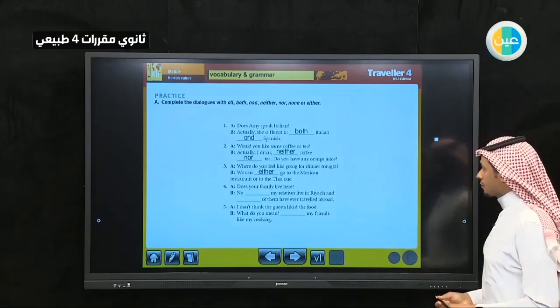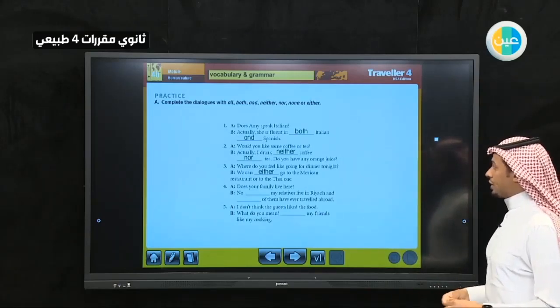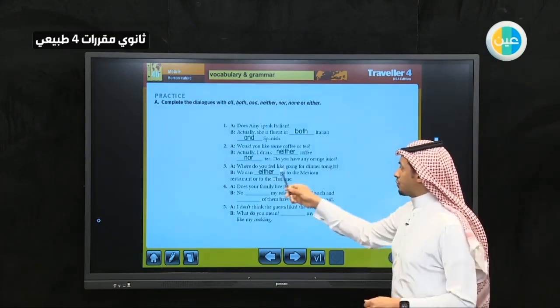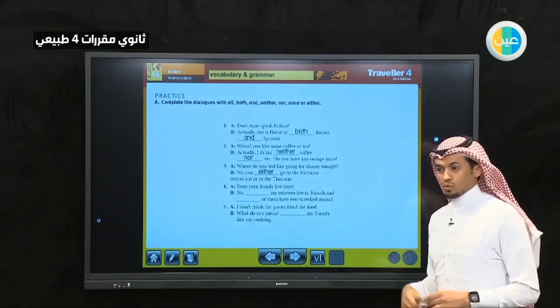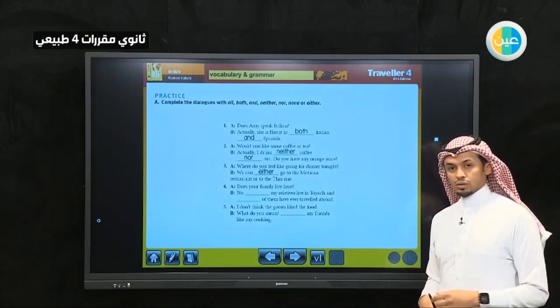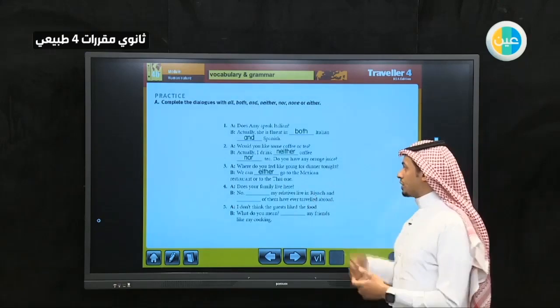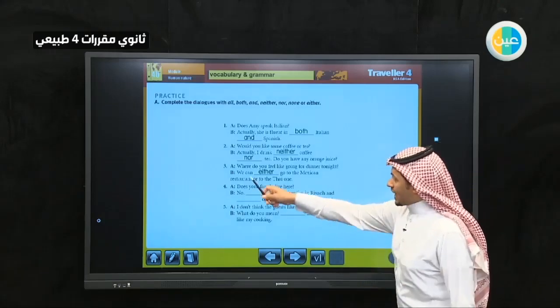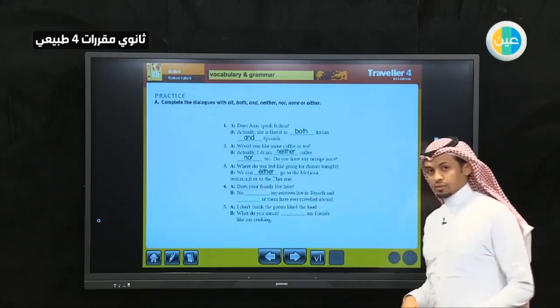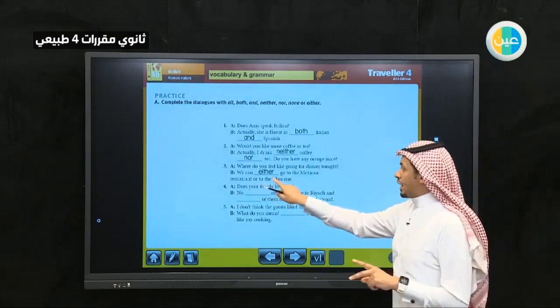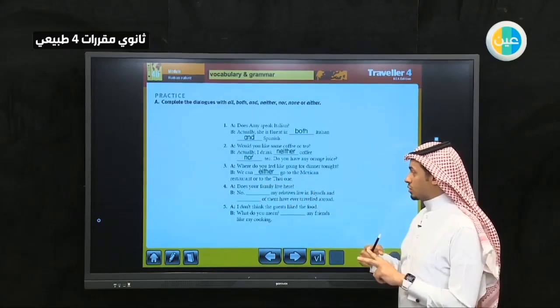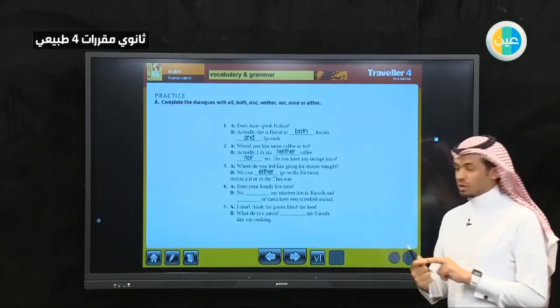3. Where do you feel like going for dinner tonight? So we want to go out for dinner. I'm asking, where do you feel like going for dinner? We can either, because we have two choices, we can either go to the Mexican restaurant or to the Thai one.